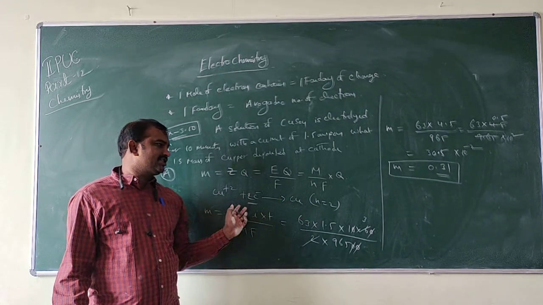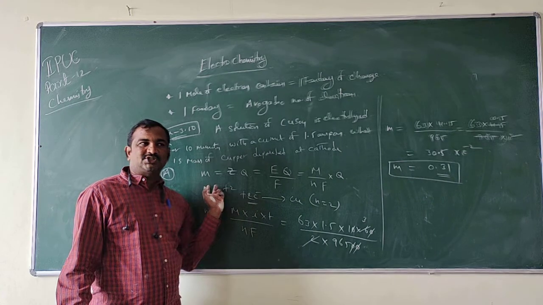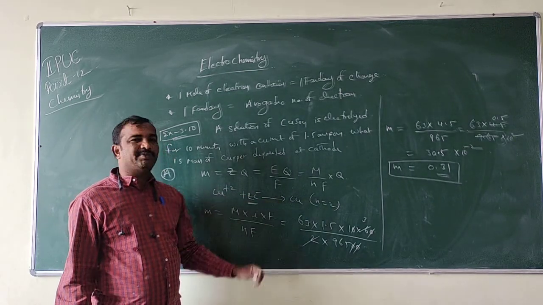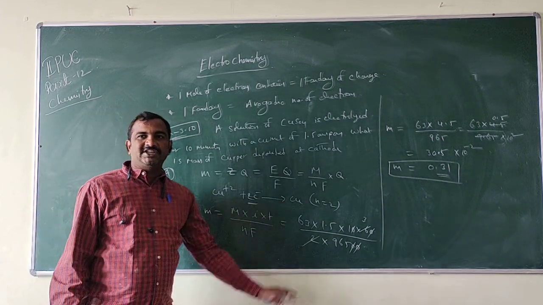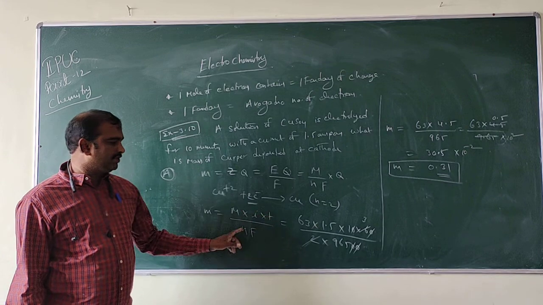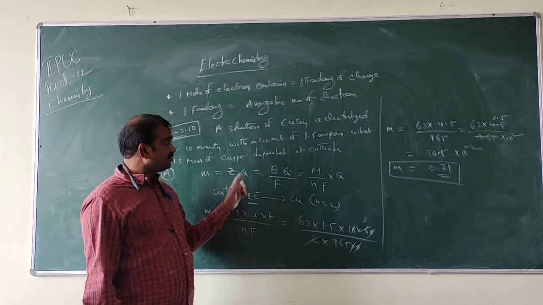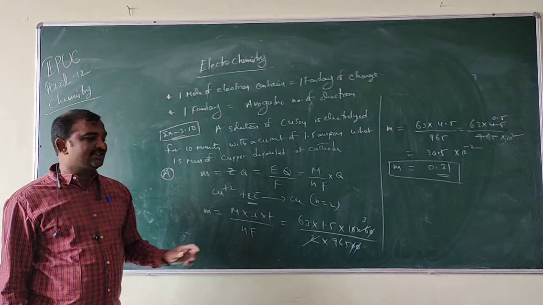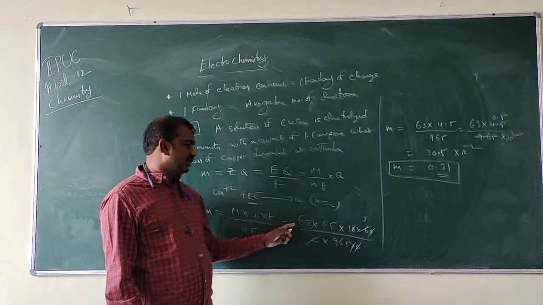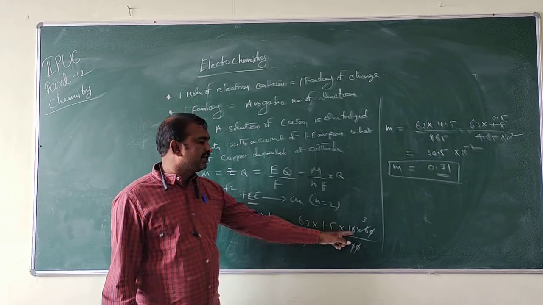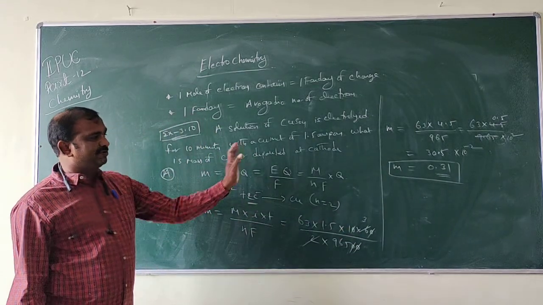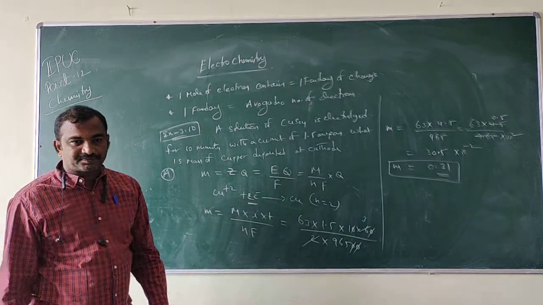By this equation, copper is deposited like this. Cu plus 2 at the cathode reacts with 2 electrons and copper is deposited. So how many electrons are transferred here? 2 electrons are required. So M is equal to M into I into T by nF. What is M? Mass of copper. Atomic weight of copper is 63. Into I means 1.5 into 10 into 60 by 2 into 96,500. By simplifying that, we will get the answer.